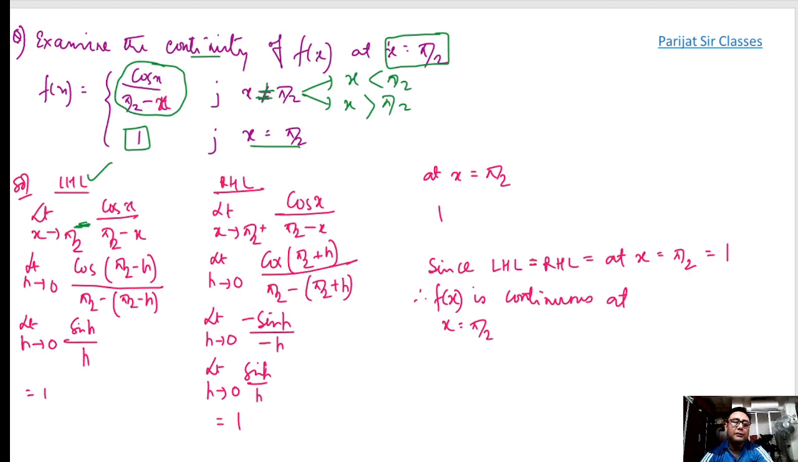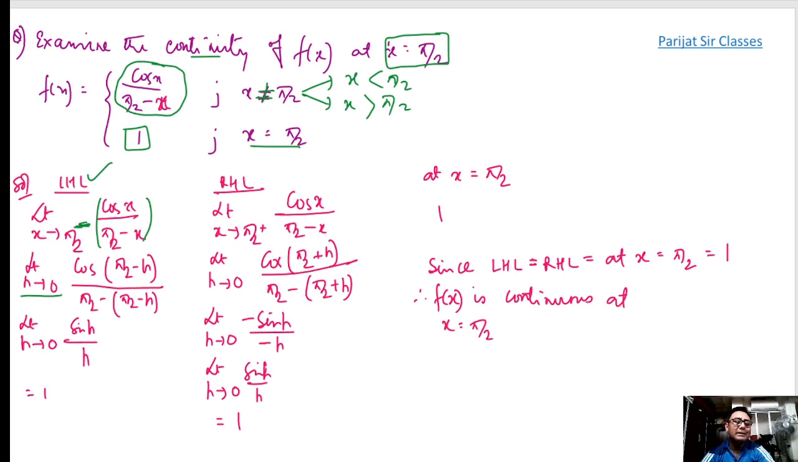So I have taken this function. See how to write limit h tends to 0. Now how to write this? Please watch the step how I am writing it.